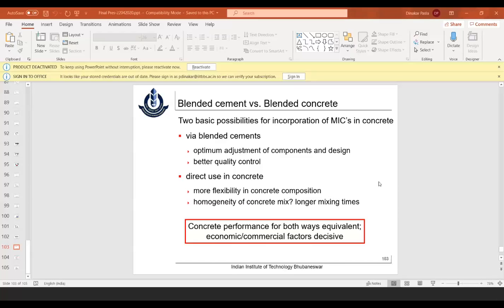We should not avoid this curing. Curing plays a very significant role as far as blended cement concrete is concerned. Actually, this is very important.